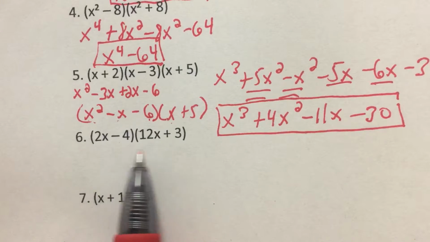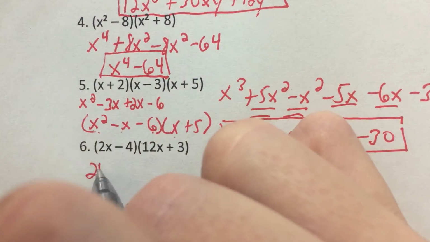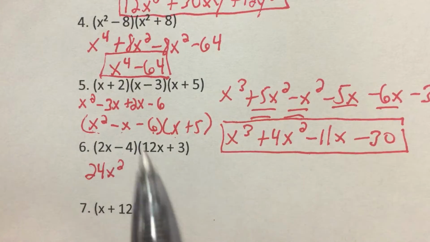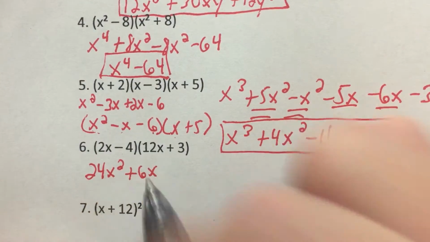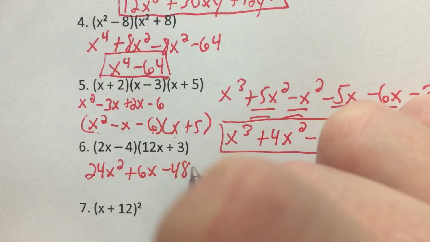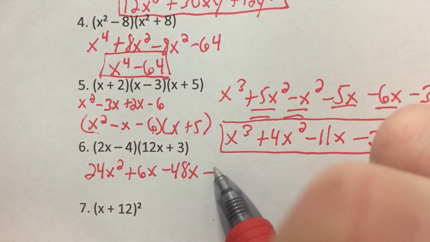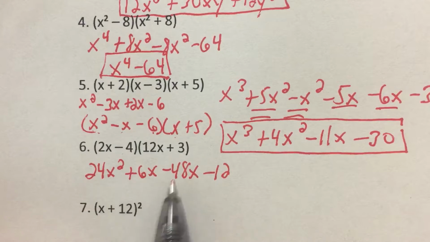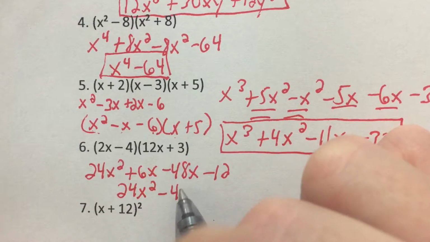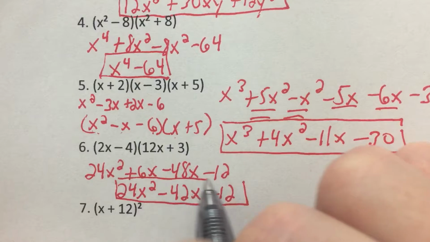Next up, 2x minus 4, 12x plus 3. The 2x times the 12x, 24. X and x would be x squared. 2x times the 3, 6x. Negative 4 times the 12x, negative 48x. Negative 4 times a positive 3, negative 12. Like terms in the middle would combine to make negative 42. So we end up with 24x squared minus 42x minus 12.